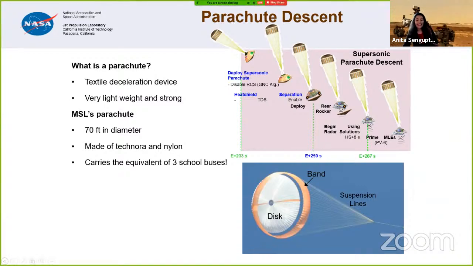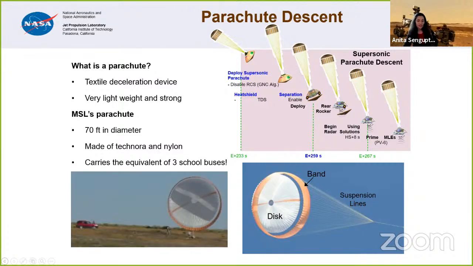You can think about it that if you inflated it, it carries the equivalent of 3 school buses. So that's very big if you think about it that way. And that big area is used to generate a lot of aerodynamic drag to slow you down. This picture gives you kind of a good graphic of how big the parachute is for Curiosity and Perseverance, where there's an SUV truck on the left-hand side, a person in the front here, and here's the fully inflated parachute.